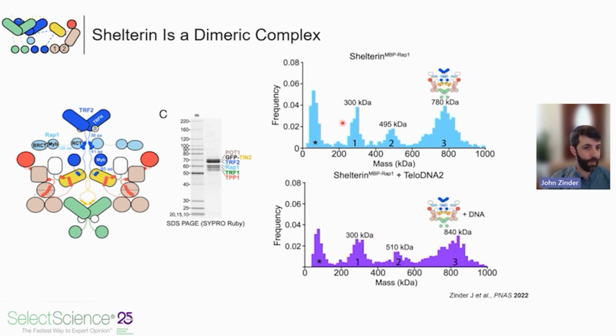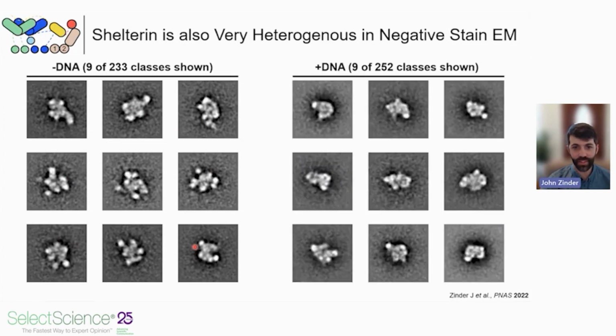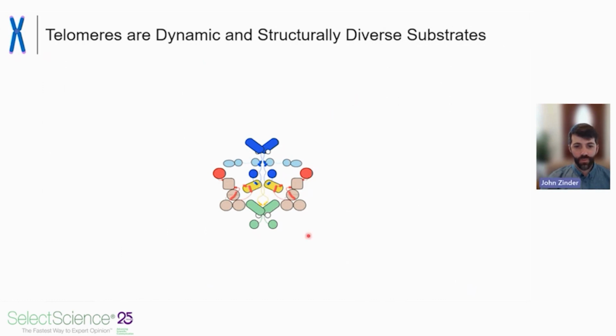So Shelterin again is a dimeric complex, and if we look at it in negative stain electron microscopy as we've done for the other complexes, again we see that the addition of TRF2 RAP1 does not decrease the heterogeneity. If anything it increases it, and the addition of DNA to that complex compacts the structure, but does not decrease the heterogeneity. Okay, so now we have this cartoon level depiction of Shelterin along with its flexible linkers and this idea of how everything can flex relative to each other.